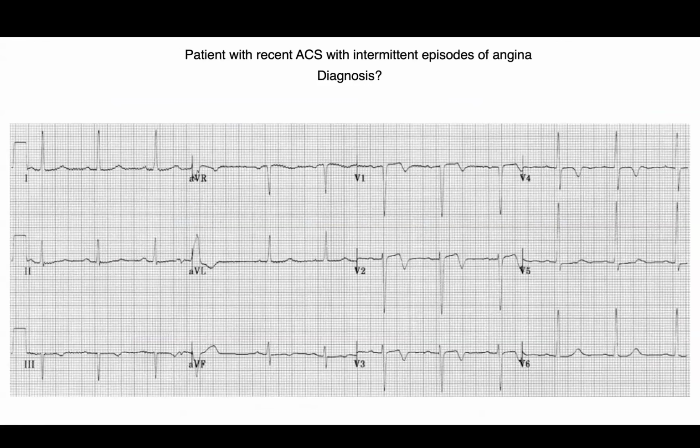So, a patient with recent ACS with intermittent episodes of angina. What is your diagnosis based on the ECG?